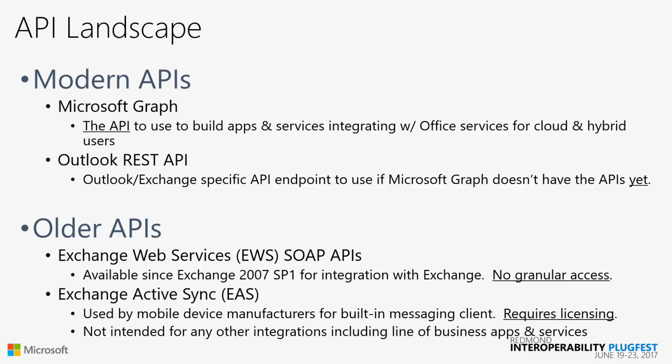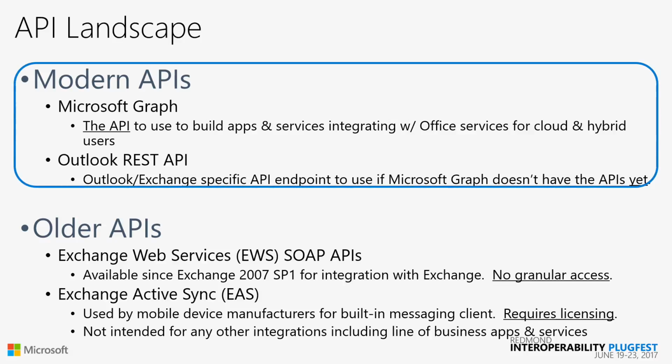The investment we are doing now is towards our REST APIs, and we want to expose these REST APIs through a single surface. That's the Microsoft Graph APIs on the top. So today our modern APIs are the Microsoft Graph APIs and the Outlook REST APIs. So there are two layers at present.